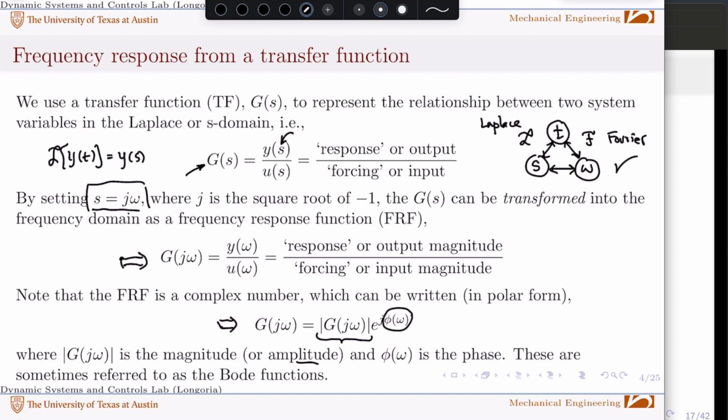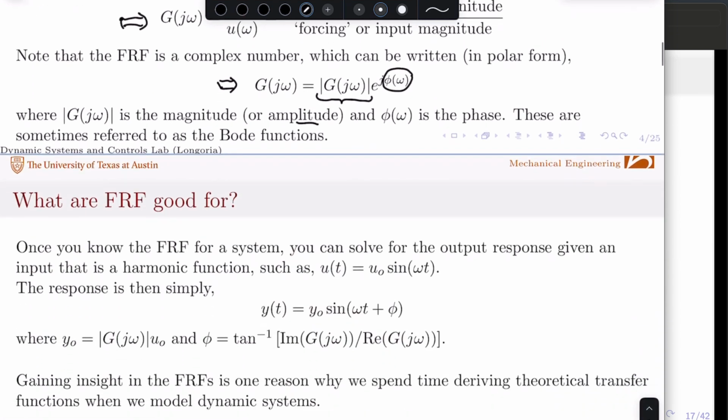And so by finding this theoretically, if you have the G of s, which you can get again from a model, then you can derive this if you have a model of the system and all the parameters. If you don't, then you want to run some experiments, and then you can find these experimentally, as I'll talk about in a related video. So what are these good for?